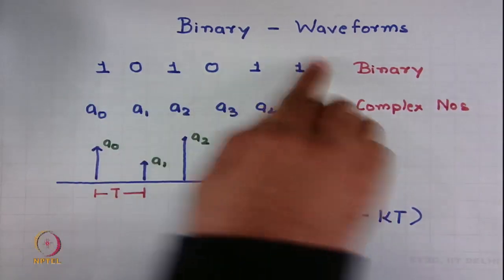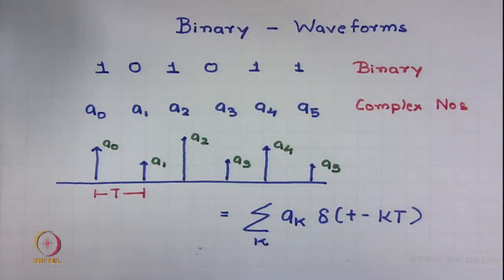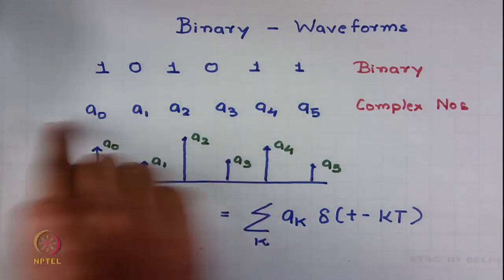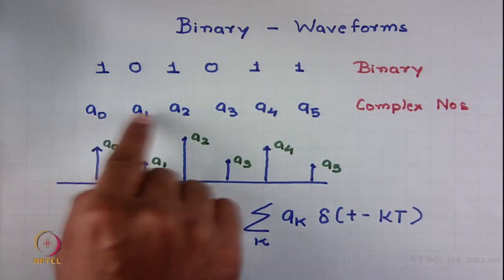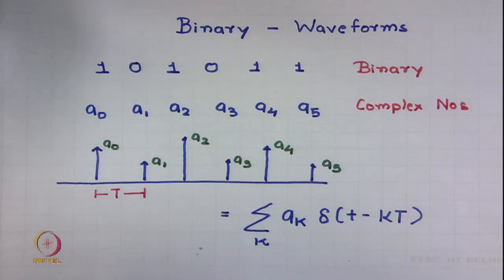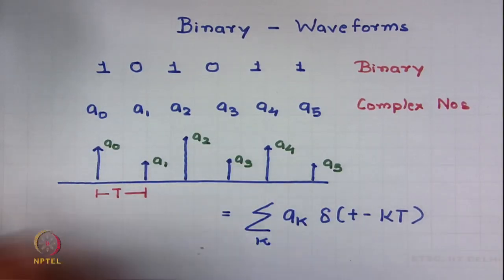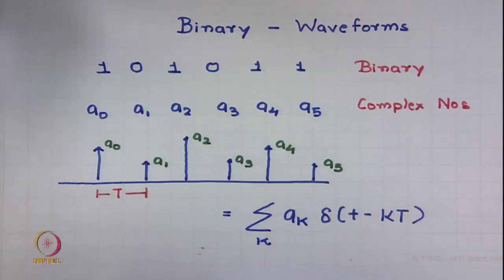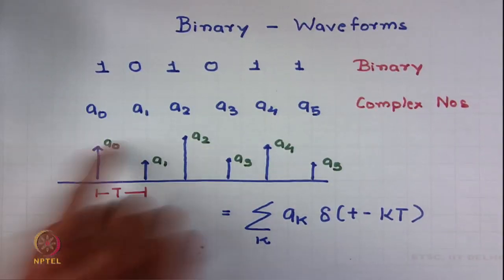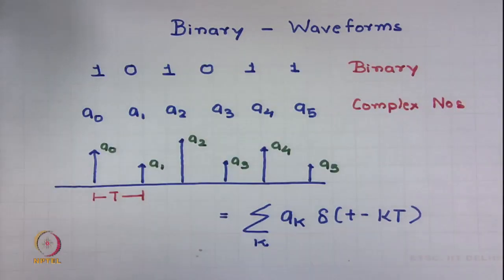For example, we have a binary sequence, and the first step we do in modulation is convert this binary sequence into complex numbers. For example, here we have complex numbers A0, A1, A2, A3, A4 and A5. We can also map it into real numbers, but in general I am assuming complex numbers. Intuitively, you can understand it as having a train of impulses, and the weights of these impulses are decided by these complex numbers. For example, this impulse has a weight A0.